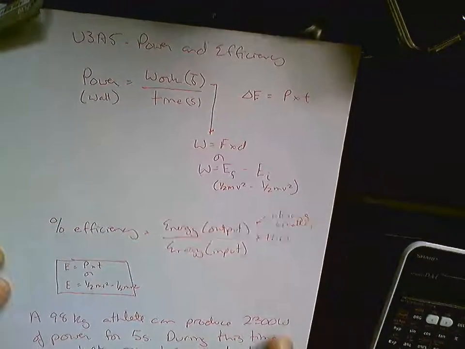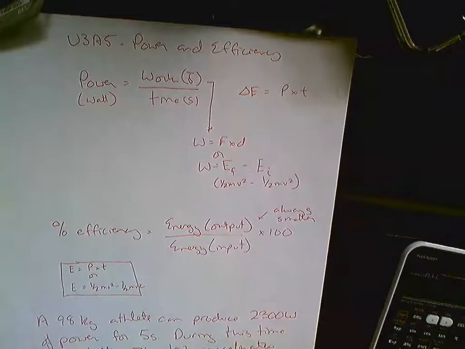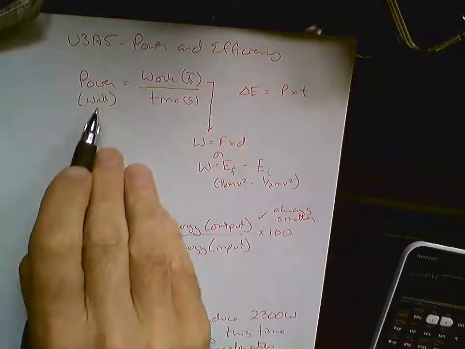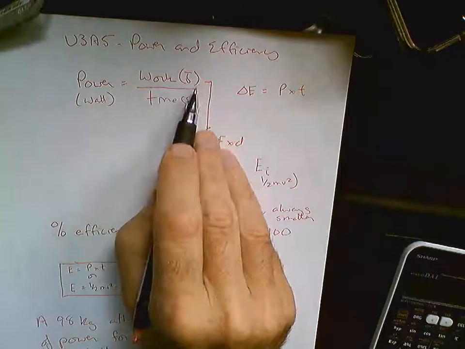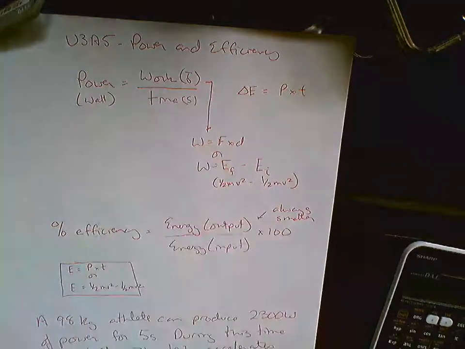Okay, our last activity for this unit is power and efficiency. So power is the amount of work you do in a given amount of time. Power is measured in watts, which is work in joules divided by time in seconds. Now, a famous activity that they do in grade 11 physics is to have people run up the stairs to see what their power is.